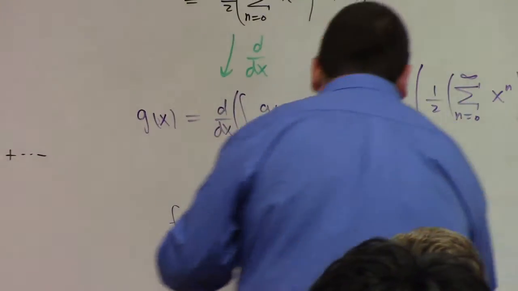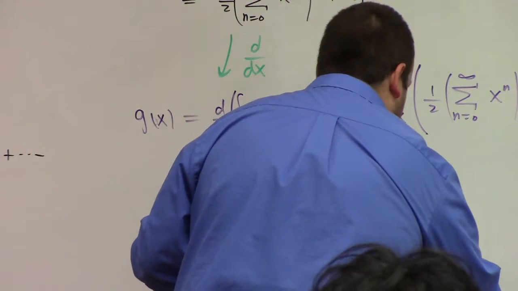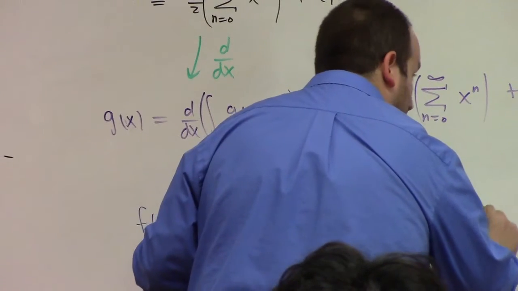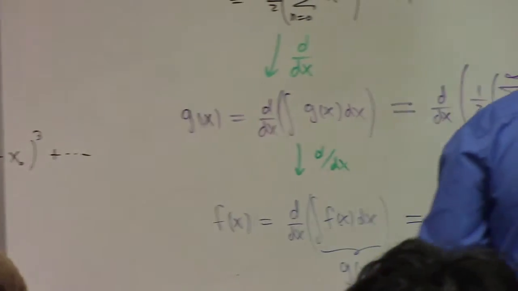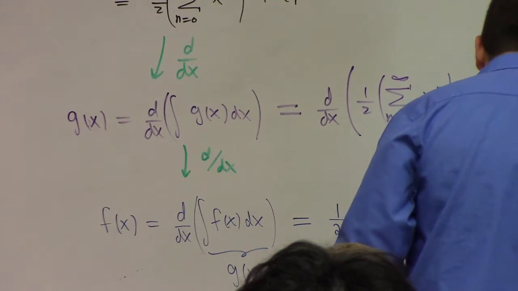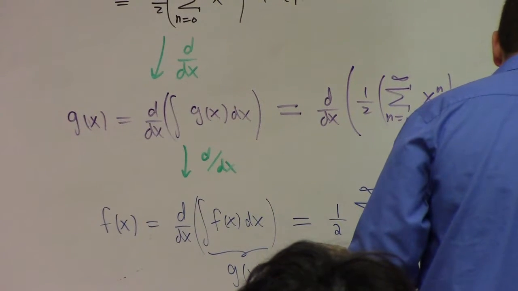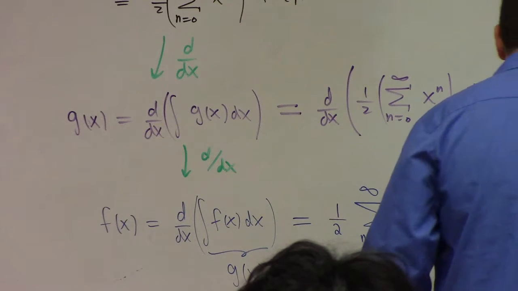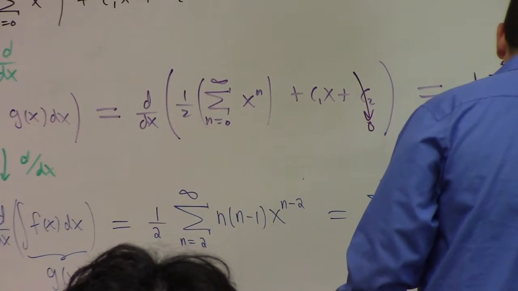And if you don't mind, I'm just going to write down the answer, which is 1/2 the sum n equals 2 to infinity of n times n minus 1 times x to the n minus 2, and the c1 differentiated to 0. So there you have it. This is the power series. Well, I'll tell you one more step. I'll bring the 2 inside. So that's the sum n equals 2 to infinity of n times n minus 1 over 2, x to the power n minus 2. This is the power series for 1 over 1 minus x quantity cubed.